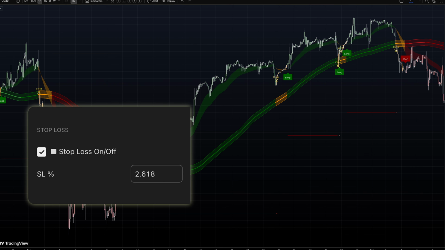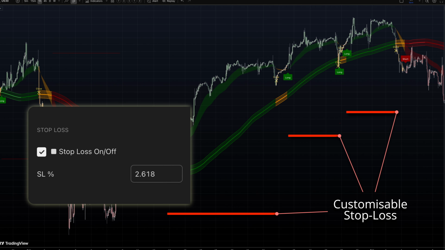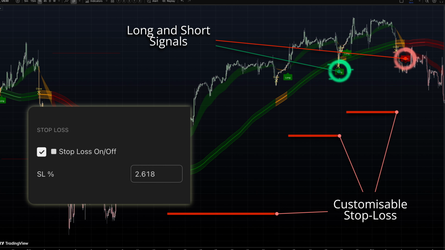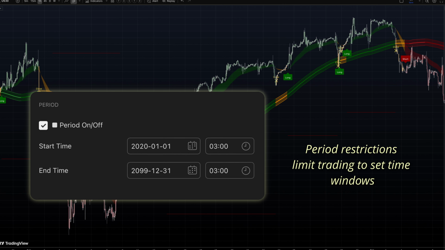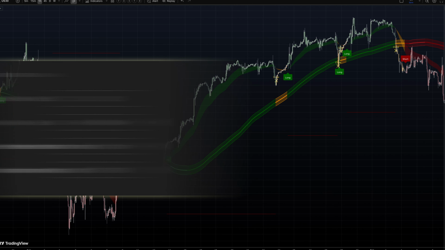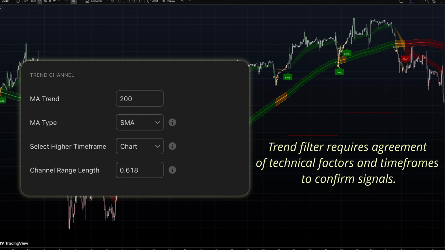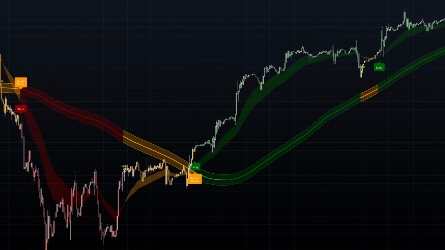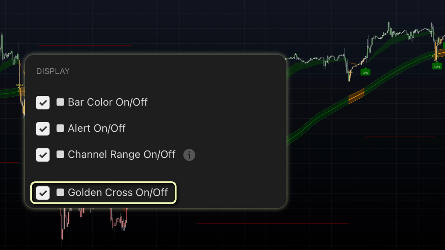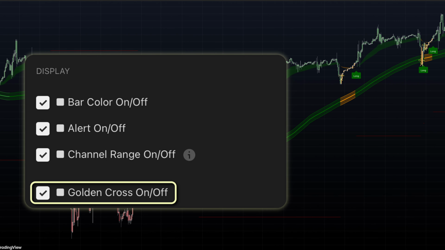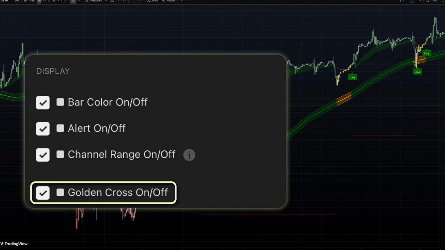The system incorporates customizable stop-loss functionality based on percentage risk and provides clear trade signals through icon markers on the chart. Period restrictions allow traders to limit trading activity to specific time windows, ideal for session-based strategies. The indicator excels at trend filtering by requiring alignment between multiple timeframes and technical elements before generating signals. Traders can also enable golden cross detection between the medium-term EMA and long-term MA for additional confirmation of major trend shifts.